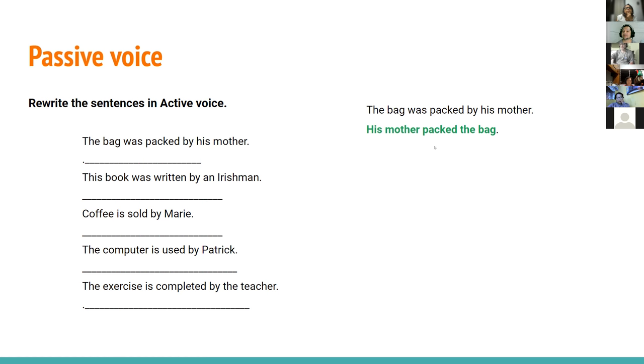Su madre empacó la bolsa, ¿verdad? Empacó la bolsa. ¿Por qué es packed? ¿Dónde se fue el verbo to be? Where is it, the verb to be? It's not there. ¿Por qué? Porque en la voz activa no lleva el verbo to be y el pasado participio, ¿verdad? Solo es voz pasiva. Okay, let's do the next one.